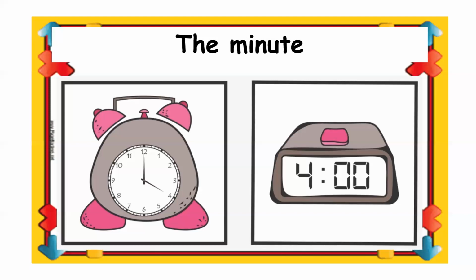The numbers on the analog clock go up to 12, but remember, we count minutes by 5s. The numbers of the digital clock go up to 59 for the minutes.